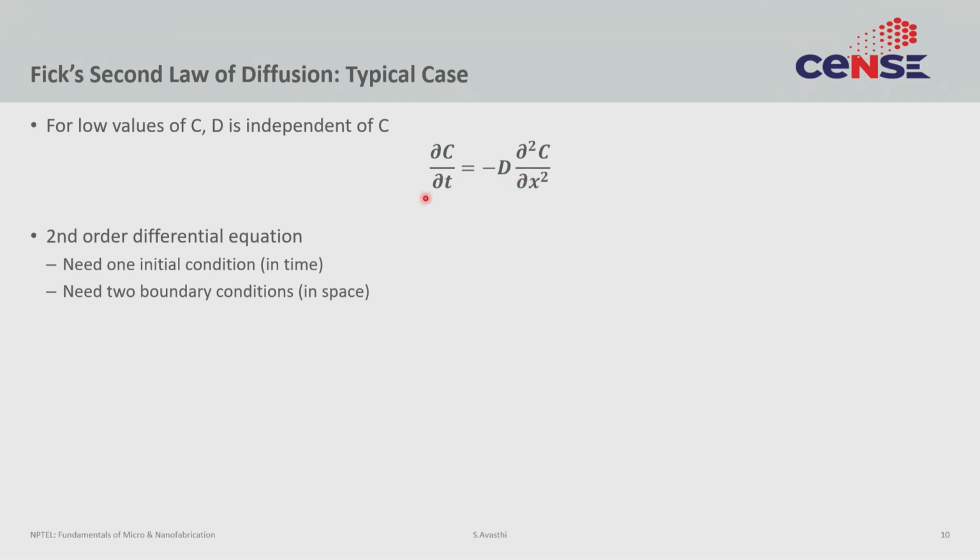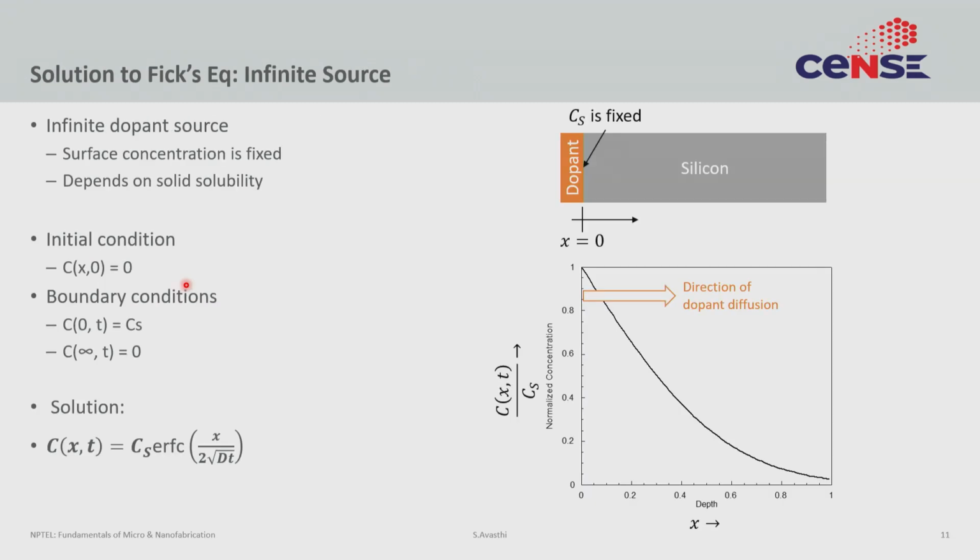Now, this is a second order differential equation. So, in order to solve it, you need one initial condition, which is a time condition, and you need two boundary conditions, which are in space. Right? So, let us solve it for two generic cases that come up often in dopant diffusion.